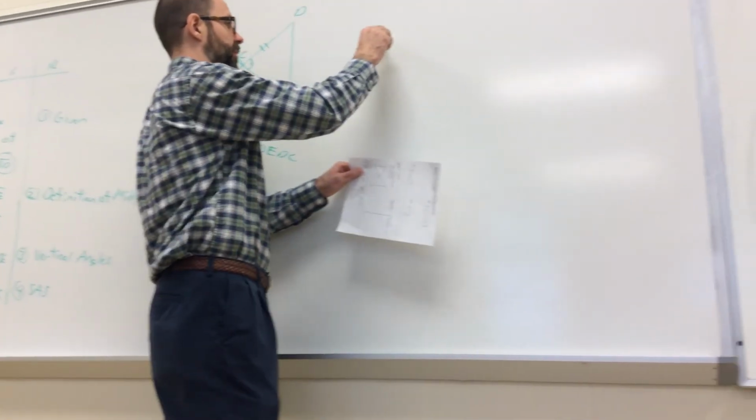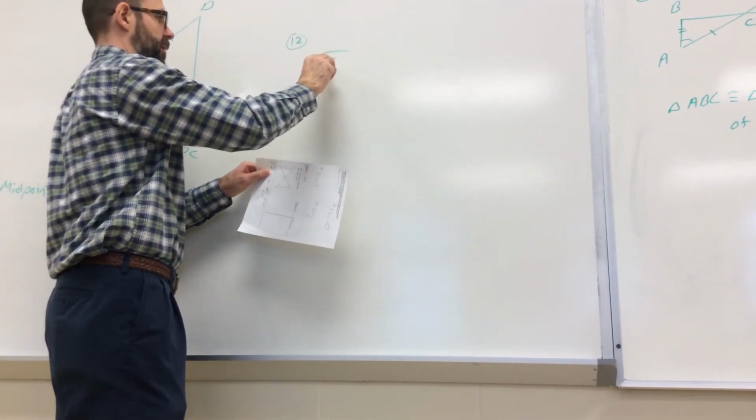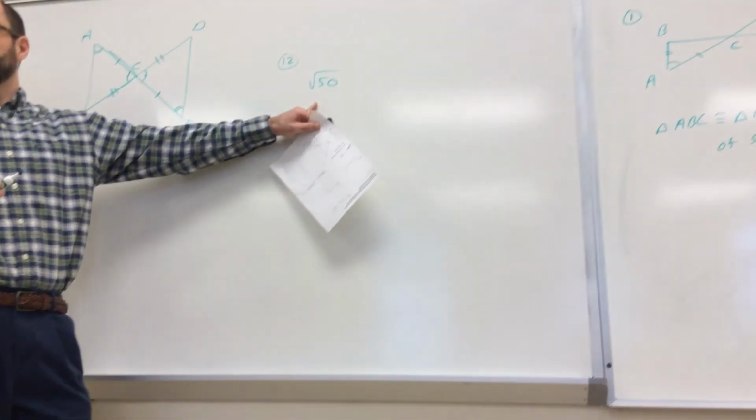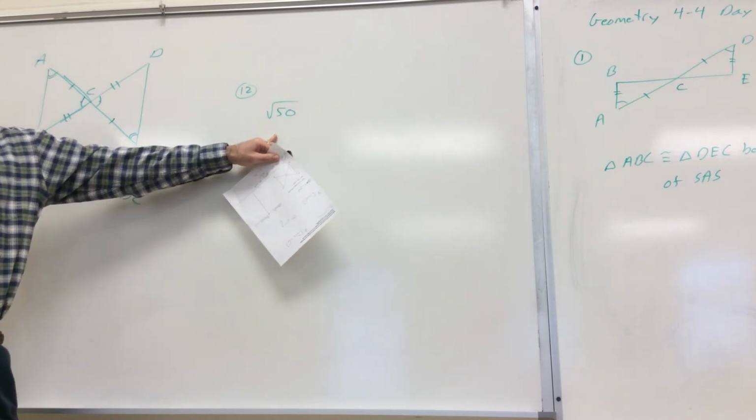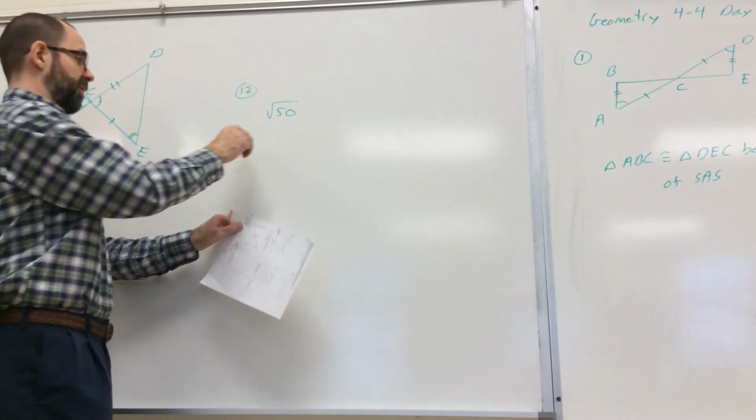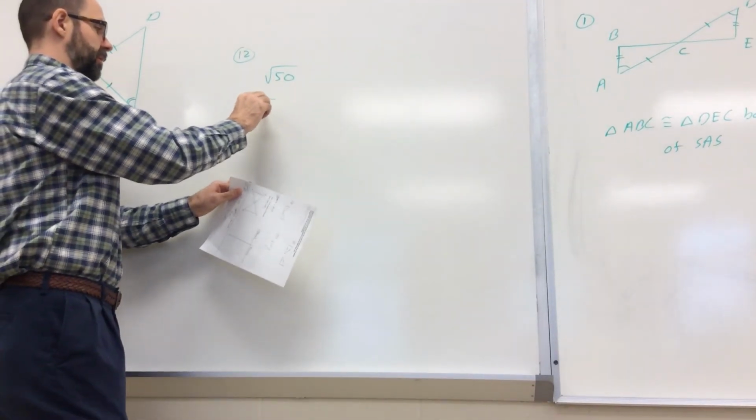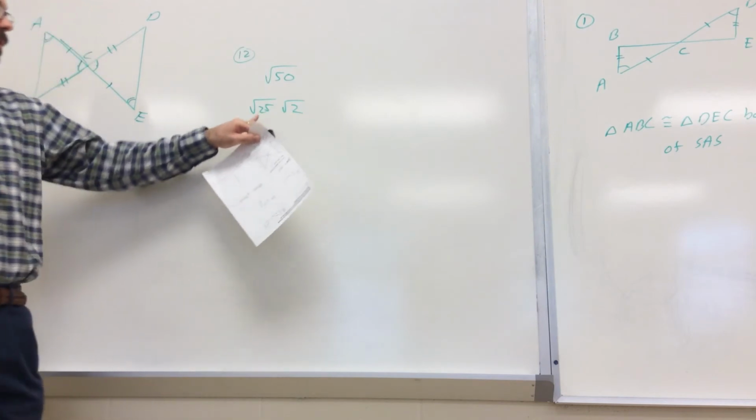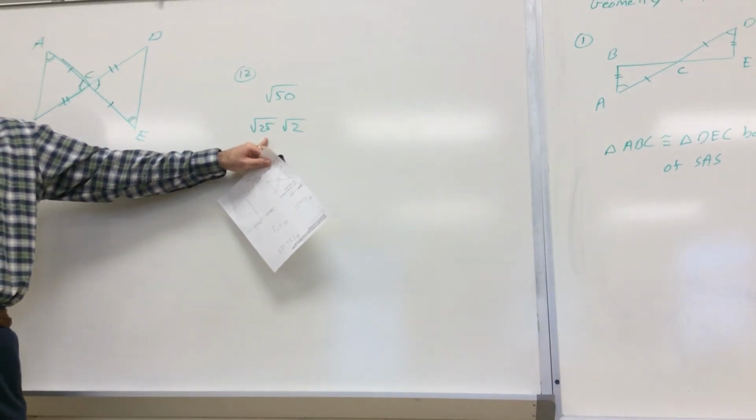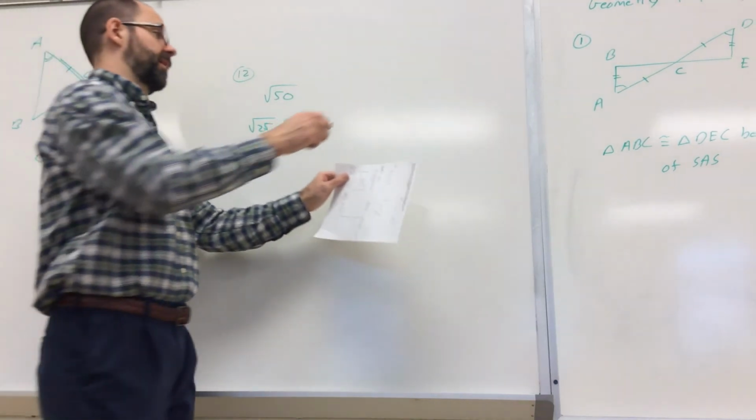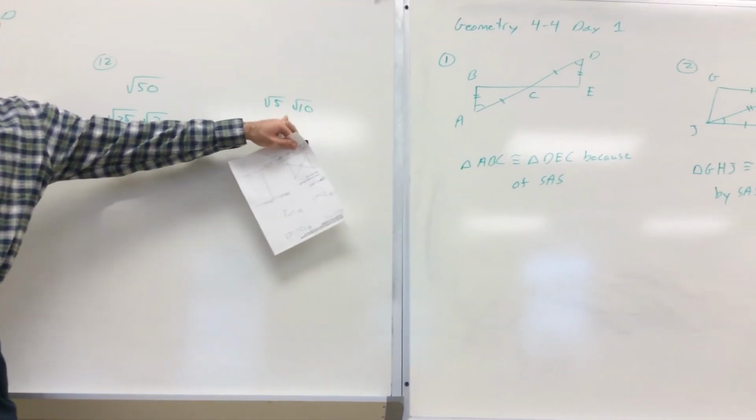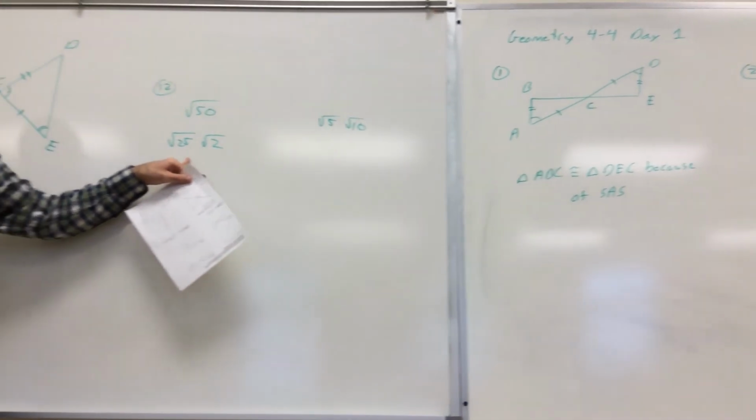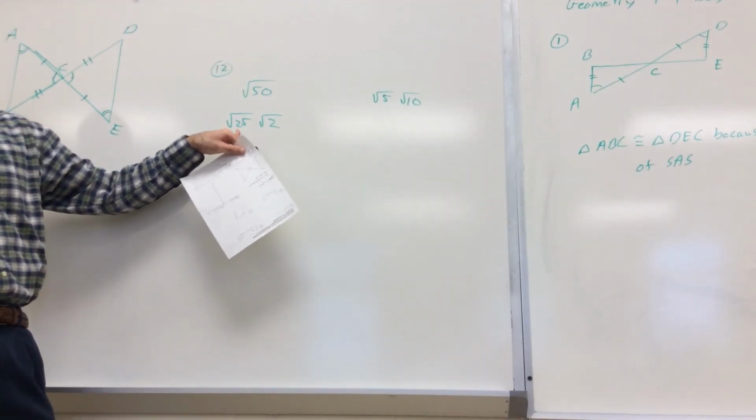Okay, one more. This is number 12. This is kind of out of nowhere. We're going to simplify the square root of 50. So what you do when you simplify a square root is you break it up into two numbers. So 50 is 25 times 2, right? I mean, it's also 5 times 10, but that's not as helpful. This is correct, but not helpful. This is more helpful because the square root of 25 comes out to 5.